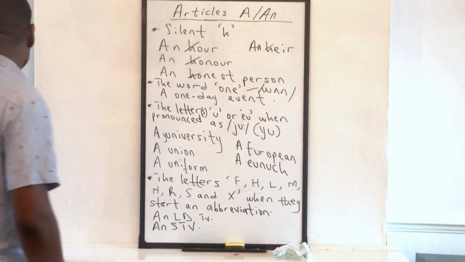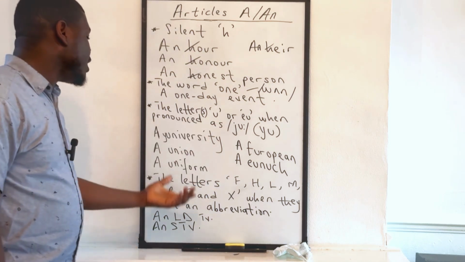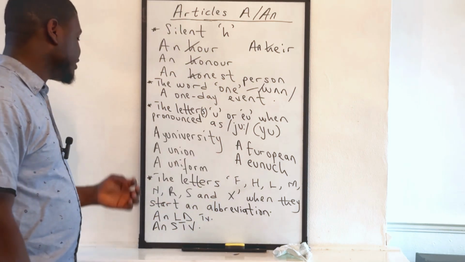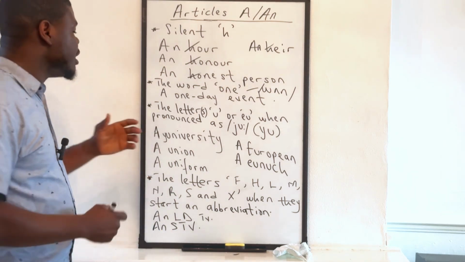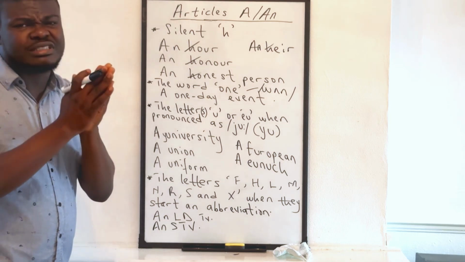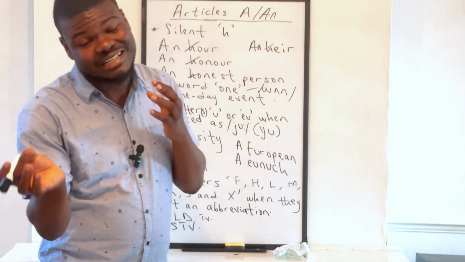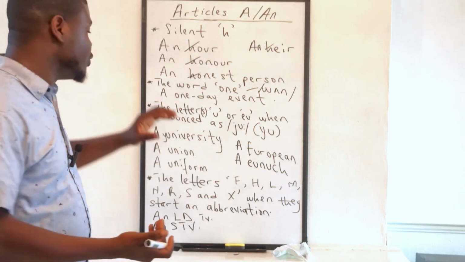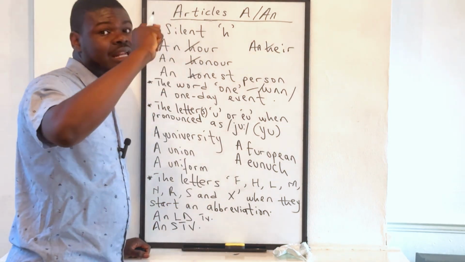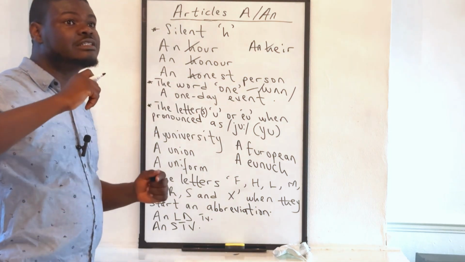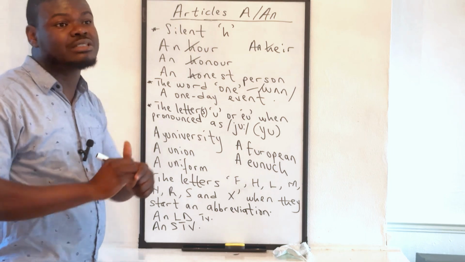And the final exception is this: the letters F, H, L, M, N, R, S, and X when they start an abbreviation. Yeah? Now, the reason for this is quite simple, but slightly technical. It's actually not even technical at all. So now this is it. When you pronounce the letter F as a letter, not as a word, that's why I didn't use acronym, because most times acronyms are usually pronounced as a word.